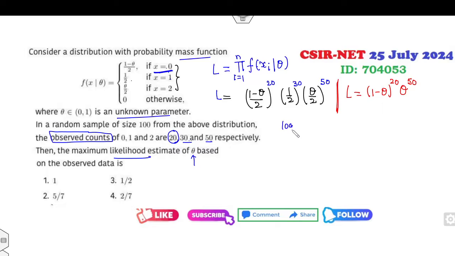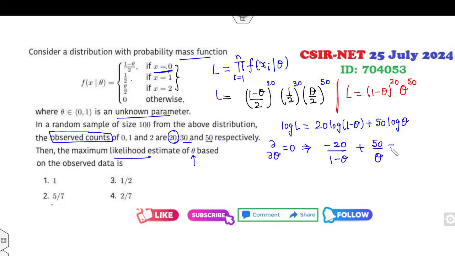Now you can take the logarithm and then use the partial derivative, plus 50 times log of theta. So you can take the derivative. This will be minus 20 over 1 minus theta plus 50 over theta is equal to 0. Now that's it. I think that's over. Now you can easily solve this value.